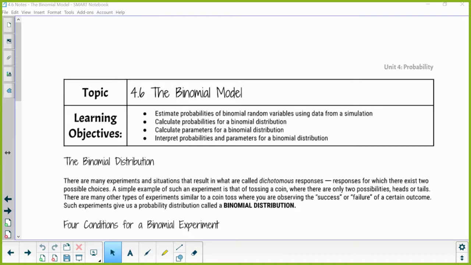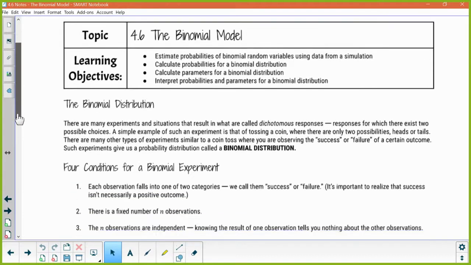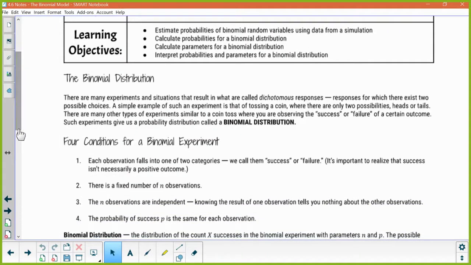There are benefits to all of them, but I will say it does take a little bit longer to go the route of finding the probability distribution table and then using that. But there are pros and cons of every method. So, one thing we have to know about the binomial distribution is there are many experiments and situations that result in what are called dichotomous responses.